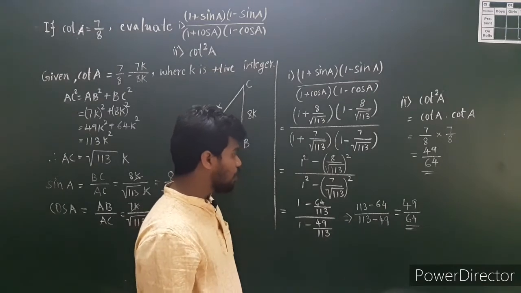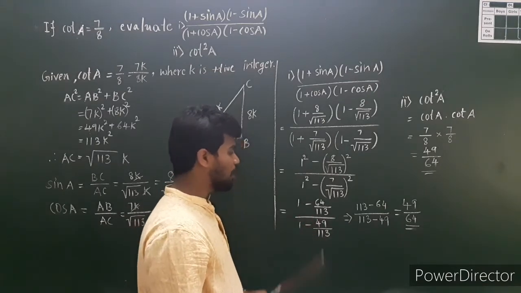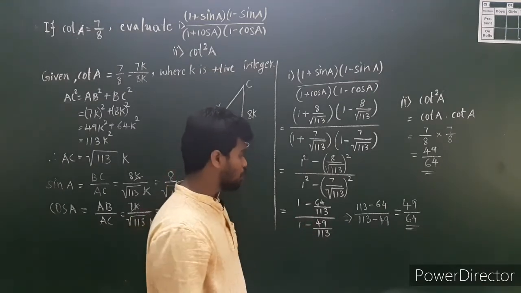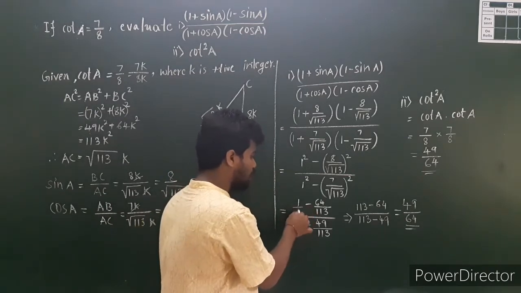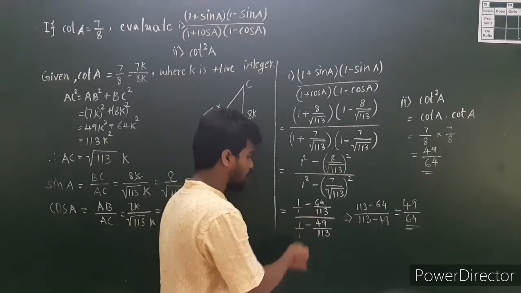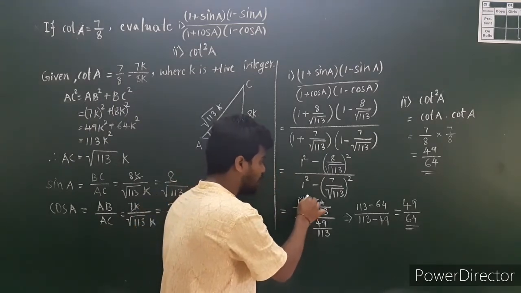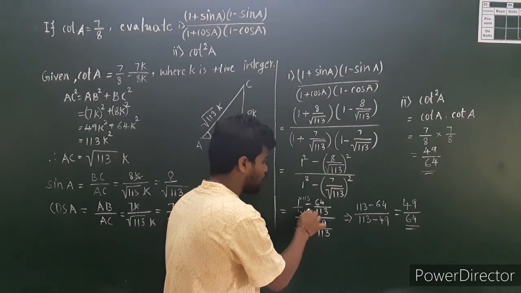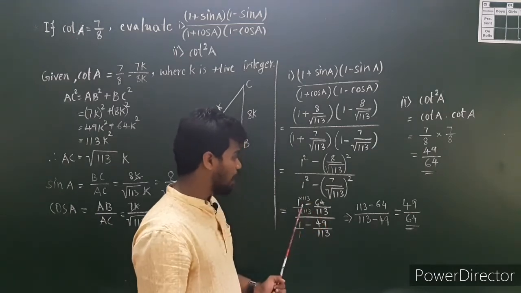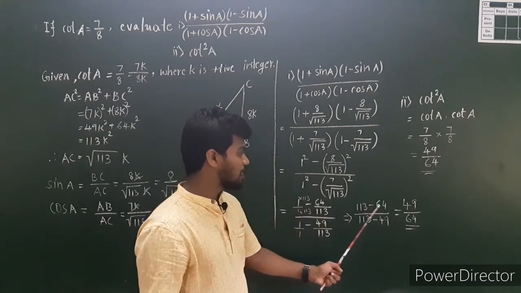So here, in the denominator, you find the common denominator using LCM. So 1 can be written as 1 by 1, here also 1 by 1. So now the common denominator is 113, in both numerator and denominator, you get 113 minus 64.